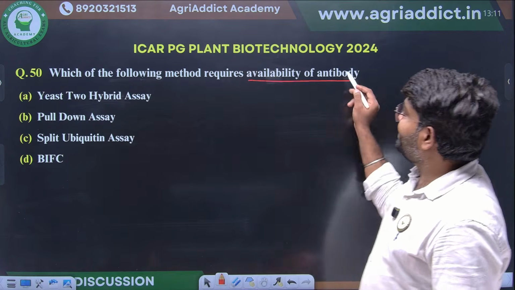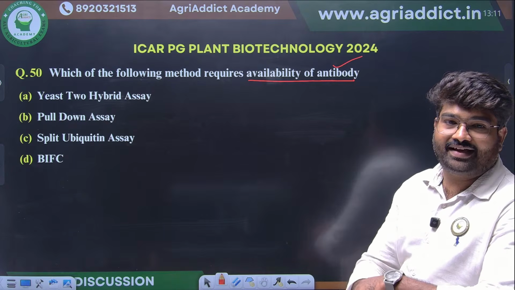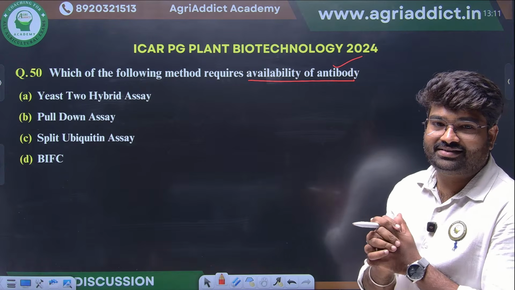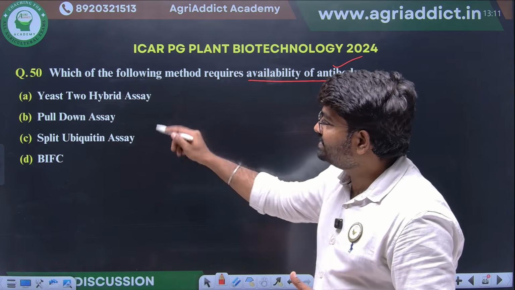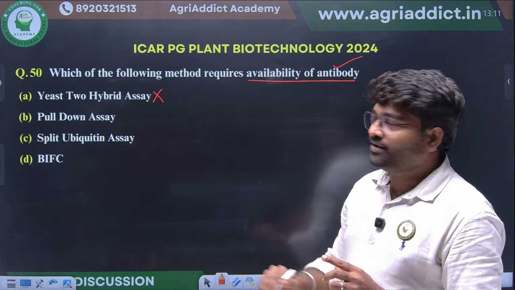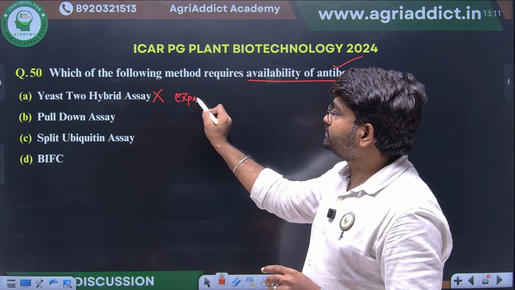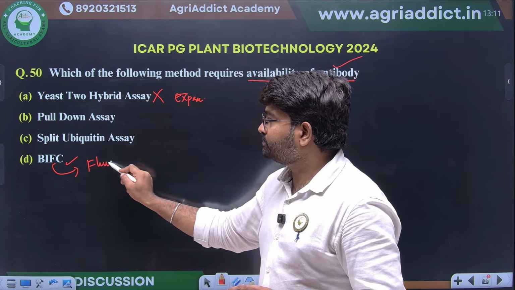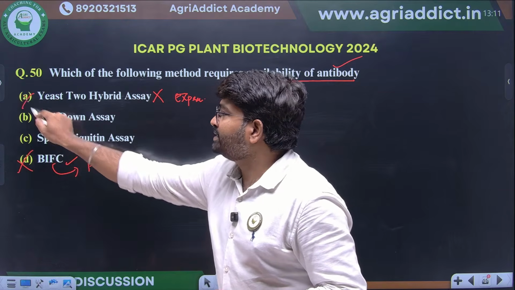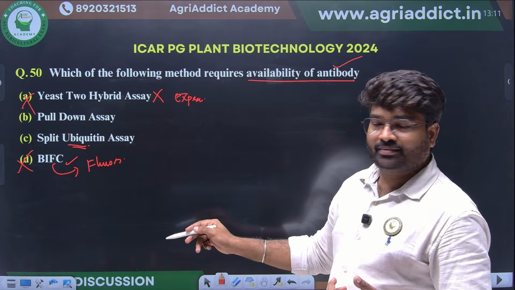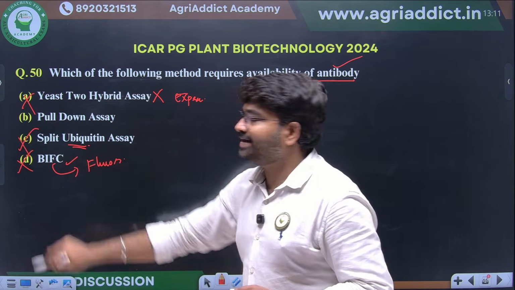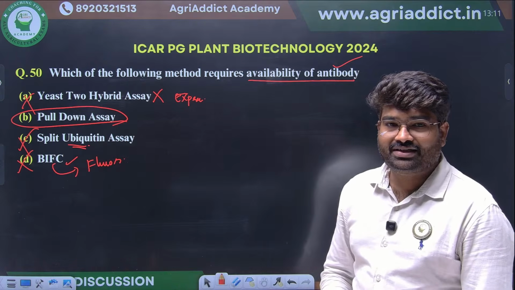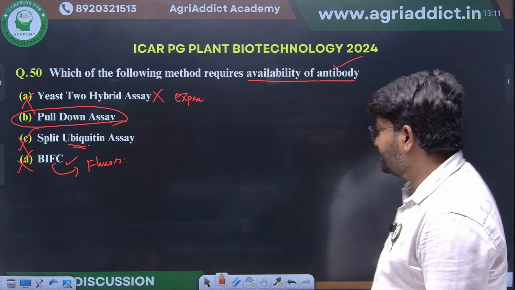Another thing, they are asking in which technique antibodies are required and in which technique antibody is not required. We have already seen these things in our techniques in biochemistry class. Okay. Y2H, surely they will not use antibody. They will do expression analysis. Okay. BiFC, the name itself is there. It's a fluorescence based method. Split ubiquitin assay, here also same thing. Here they will not use antibody, but in pull down assay they will use the antibody. So the right option is what? Pull down assay. Okay, students.